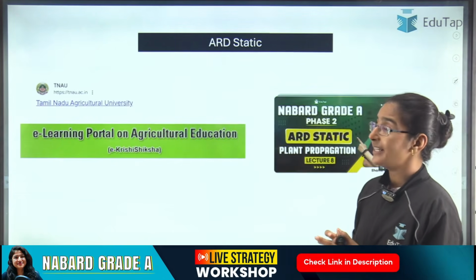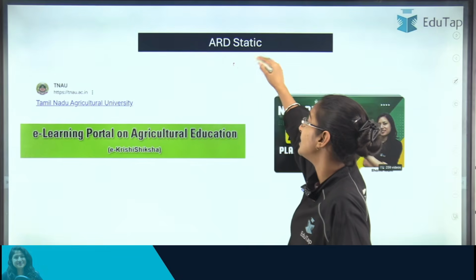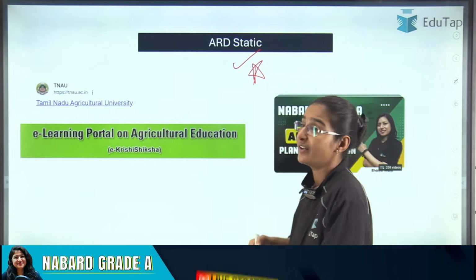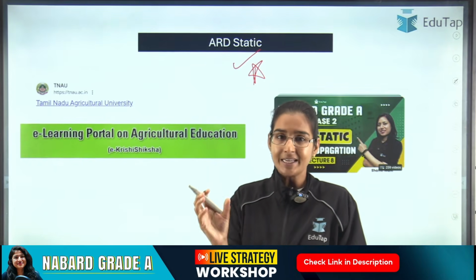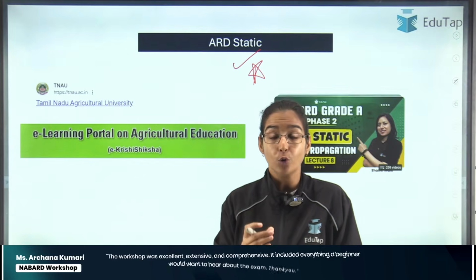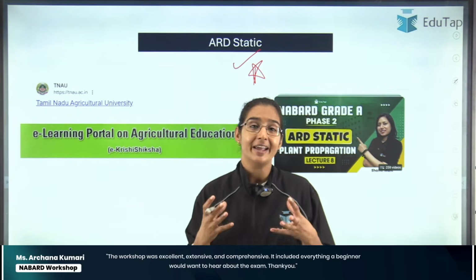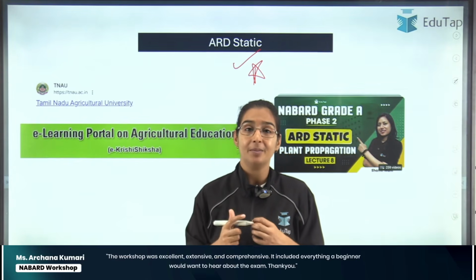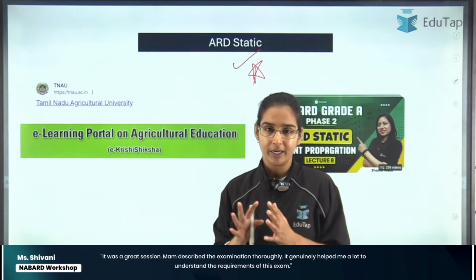So the first thing that we have is ARD static, right? ARD static becomes very important because as far as the ARD is concerned, current affairs is given less importance as compared to the static part. And those of you who are not from the agriculture background, agriculture and ARD static literally become a painful point for you, right? So how to cover this subject without any coaching?